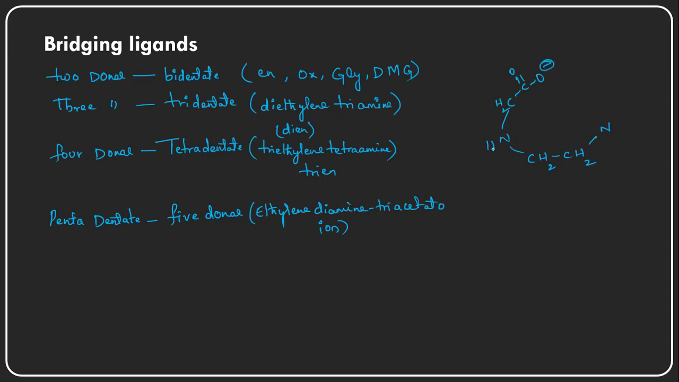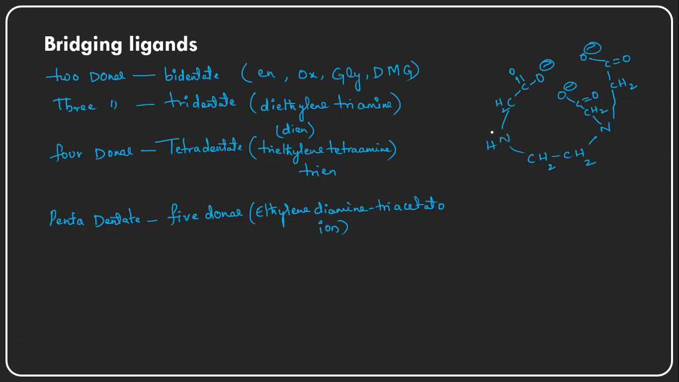And here one hydrogen will be there. And this is one acetate group and this is the NH group, and here CH2, C double bond O, O minus, this is one, and here this is CH2, C double bond O, O minus, right? So now you see how many donor atoms are there here.